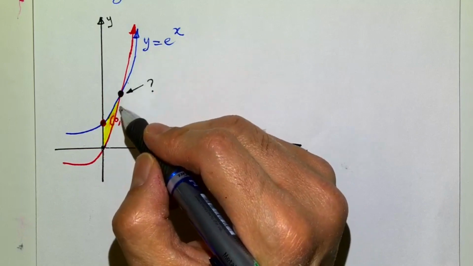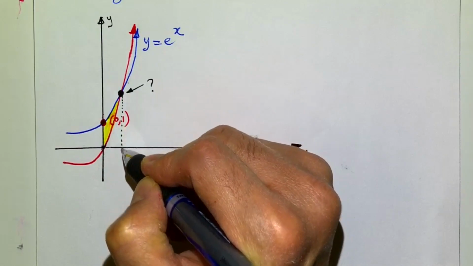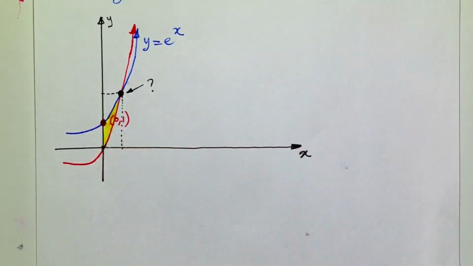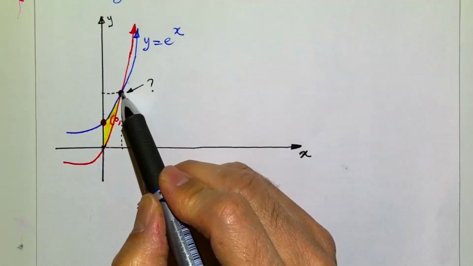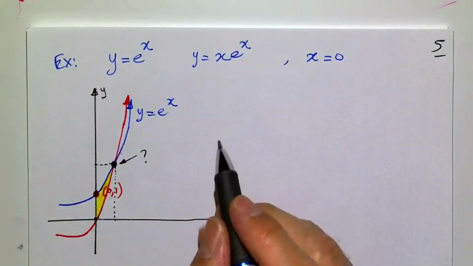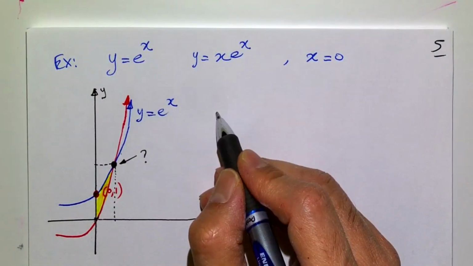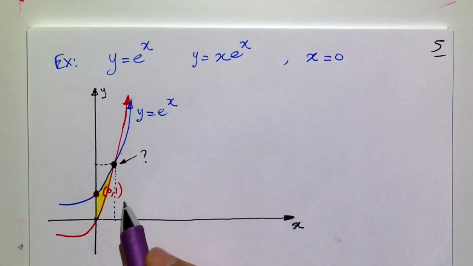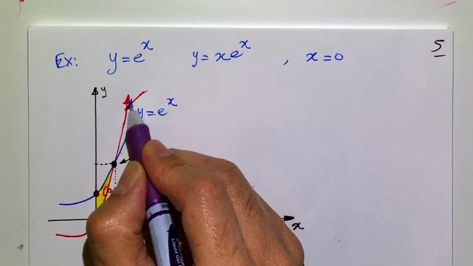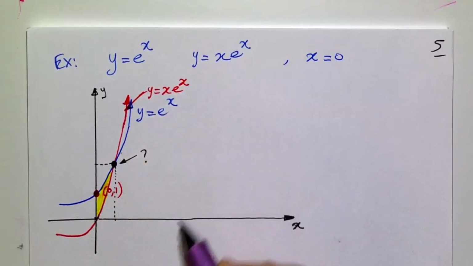Let me drop a dashed line here and here. Because that point is the point of intersection between these two curves, we can easily set them equal to each other. Oh, by the way, let me label this before I forget. So that curve is y equals x times e to the x.